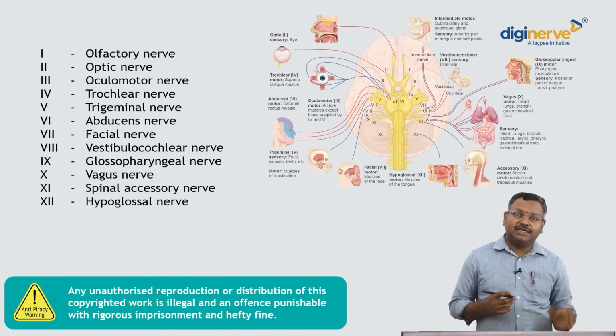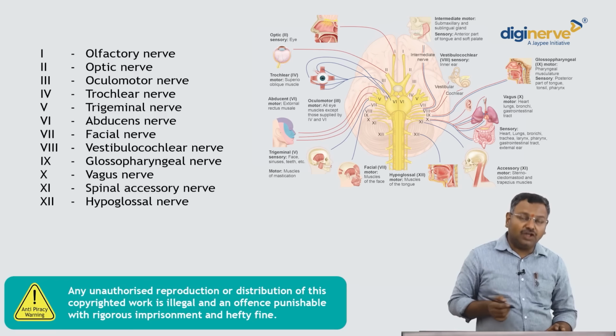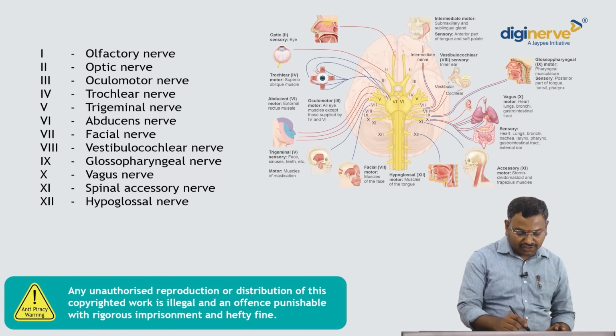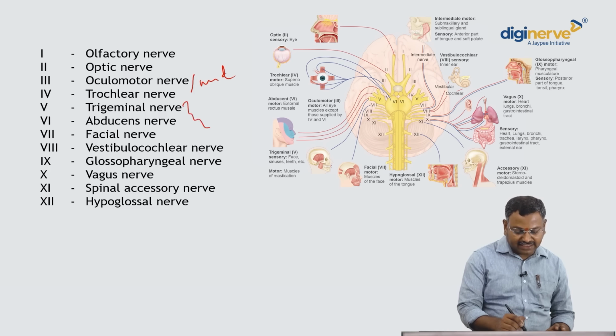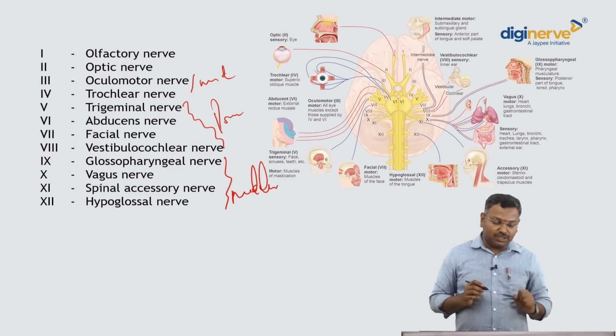The olfactory and the optic nerve are direct communications, they don't come to the brainstem, whereas all the other cranial nerves are located in the brainstem. The third and fourth are located in the midbrain. The 5, 6, 7, 8 are located in the pons. The 9, 10, 11, 12 are located in the medulla. So various parts of the brainstem they are located.